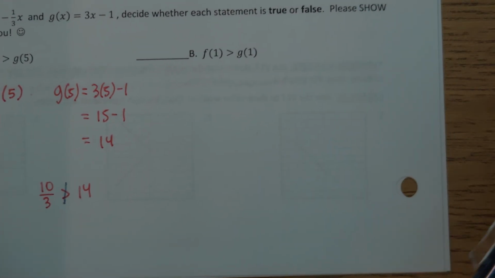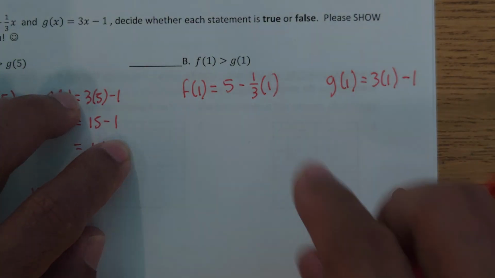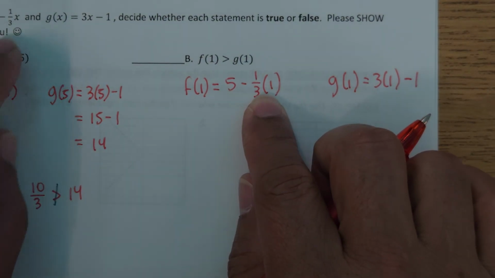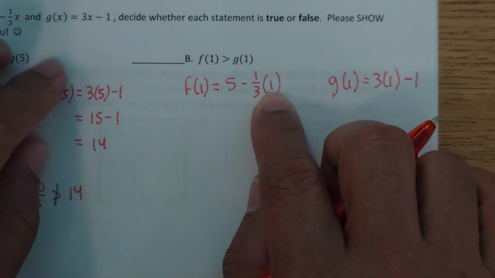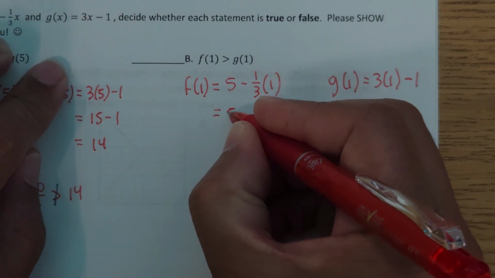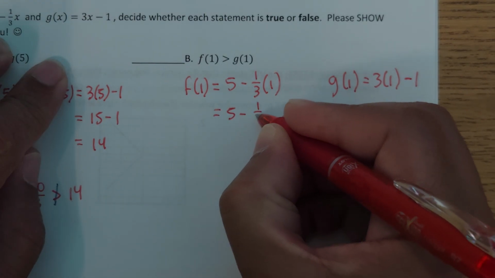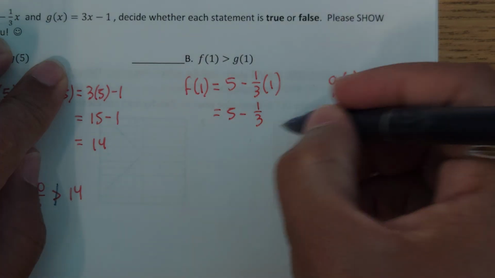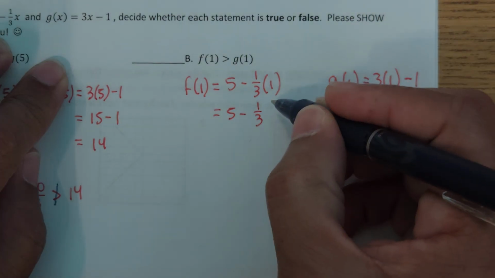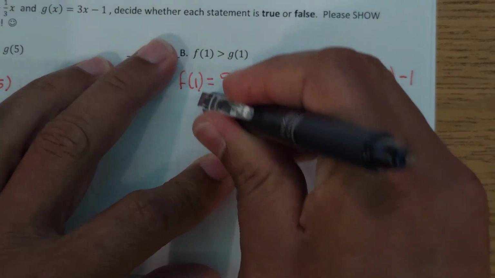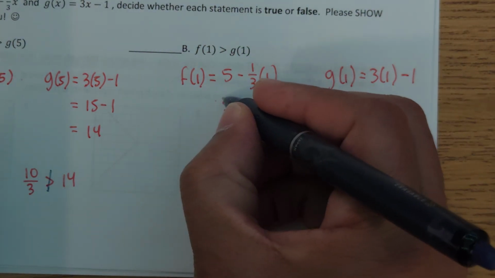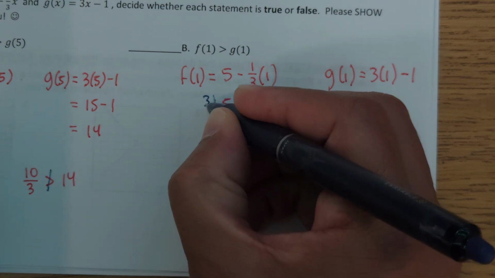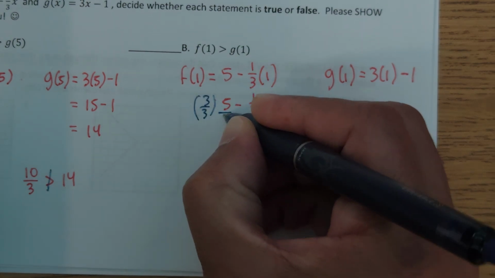So let's do the same with this example. All right, so I've substituted 1 for x in this function, 5 minus 1/3 x. So that's f of 1. So then this is equal to 5 minus 1/3. So times 1 is 1/3, right? So then I need to multiply, again, just like I did here, that by 3 over 3. So multiply the 5 by 3 over 3.